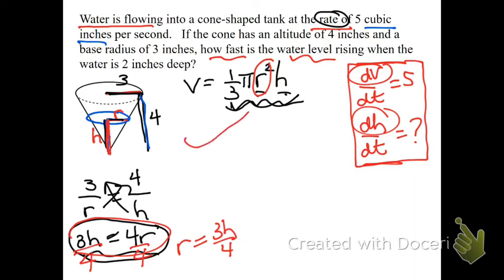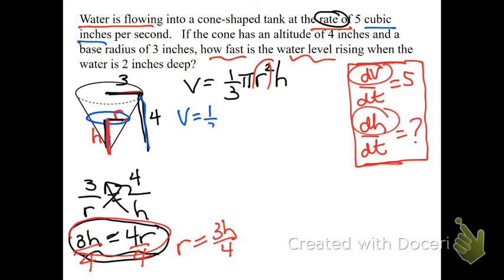Replace this R up here with 3H over 4 and simplify completely. I want you to hit pause and actually do this. Replace the R with 3H over 4 and simplify. Do not do a derivative yet. This is just algebra right now. We haven't even done any calculus yet, other than interpreting the word rate.